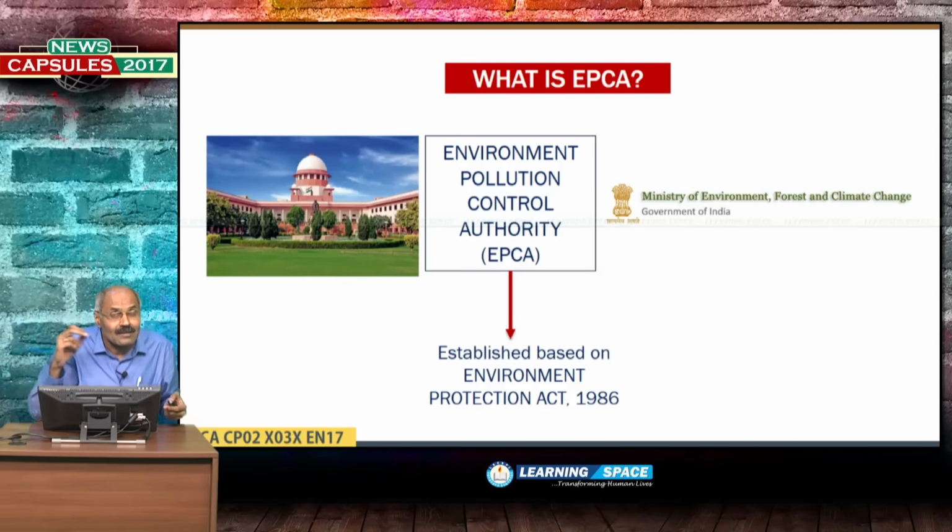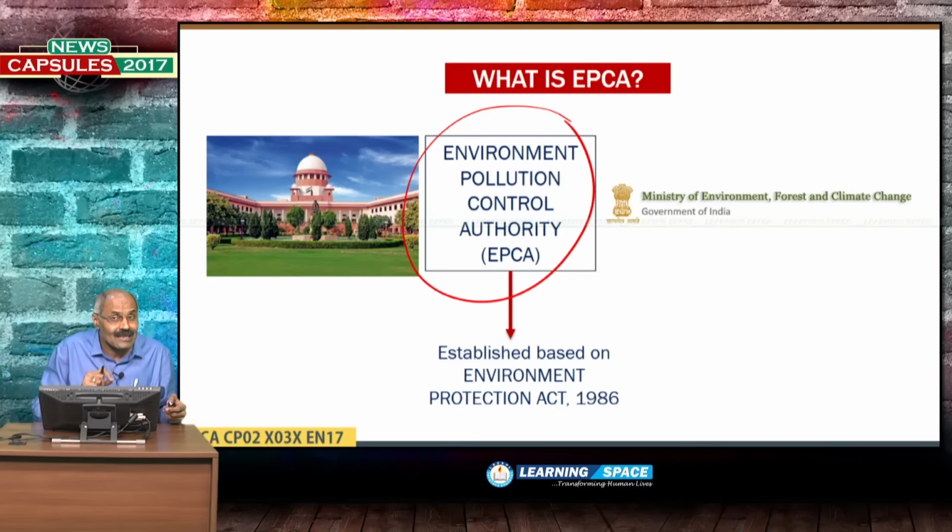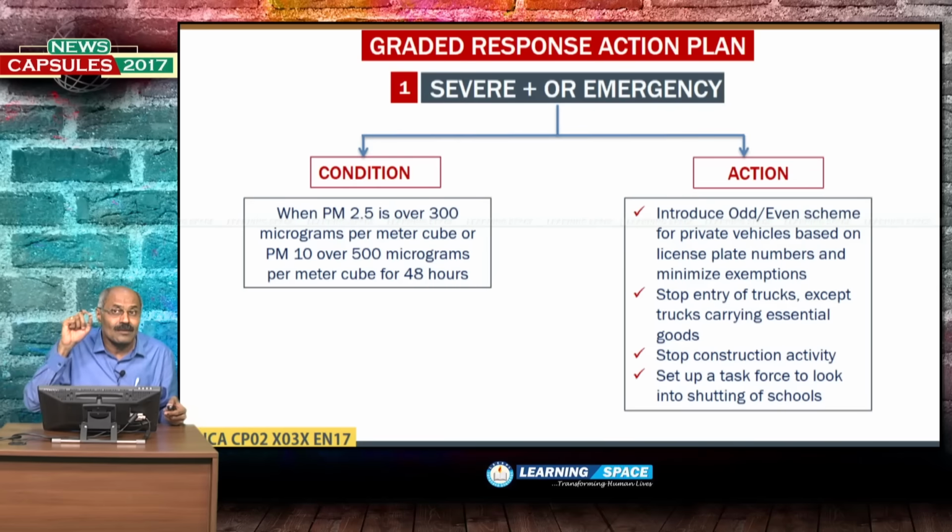So, if you go further, this is the Environment Pollution Control Authority. The Environment Pollution Control Authority has got the mandate of the Supreme Court, and this was constituted by the Ministry of Environment, Forest and Climate Change long ago, and it is established based on the Environment Protection Act of 1986. Now this Environment Pollution Control Authority was given the powers to implement this Graded Response Action Plan, right? So, let us go ahead.